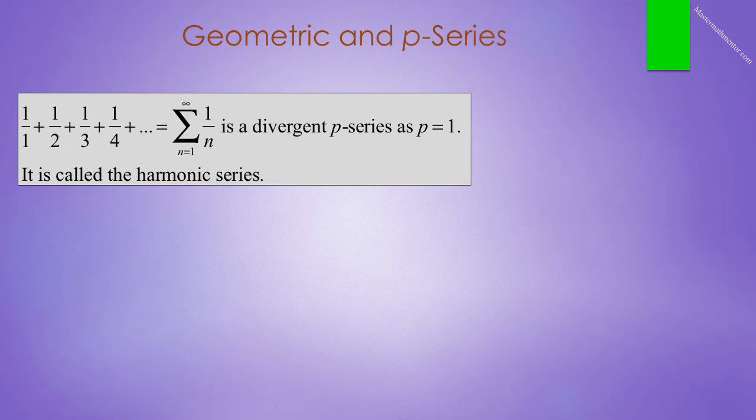1 over 1 plus 1 over 2 plus 1 over 3 plus 1 over 4 plus dot dot dot is the infinite series summation n equals 1 to infinity of 1 over n. By our rules, this is a divergent p-series because p is equal to 1. This is an important series and it is called the harmonic series.